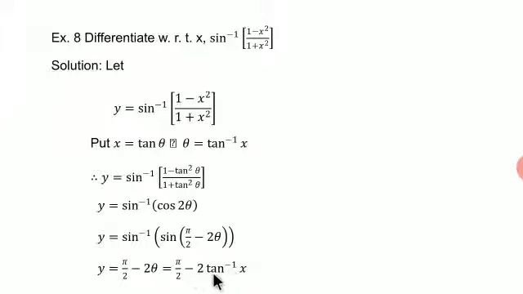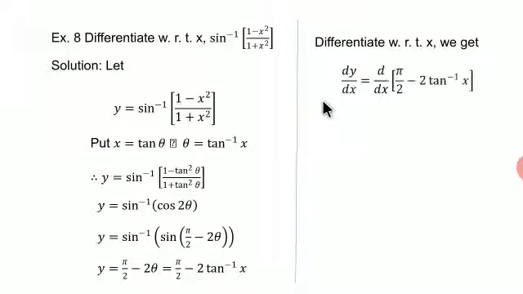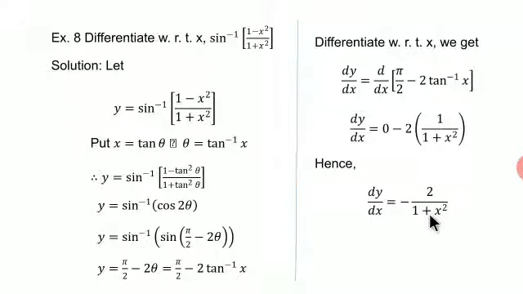Now we can easily differentiate this term. So differentiating with respect to x, we get dy by dx is equal to d by dx of (pi by 2 minus 2 times tan inverse x). The derivative of this pi by 2 is 0. So we get dy by dx is equal to 0 minus 2 times 1 upon 1 plus x square. This is the derivative for tan inverse x. And hence dy by dx is equal to minus 2 upon 1 plus x square. This is the derivative for the given function.